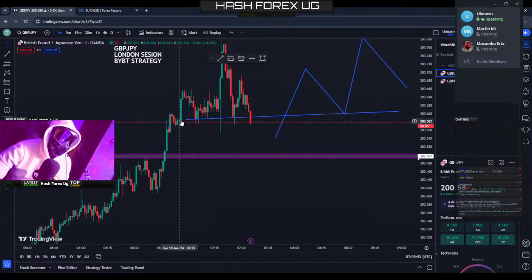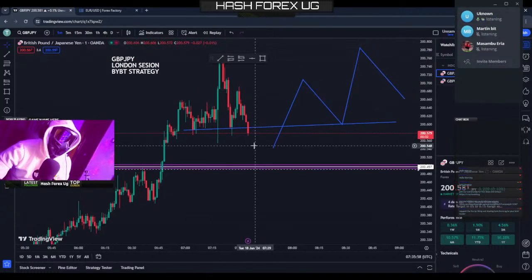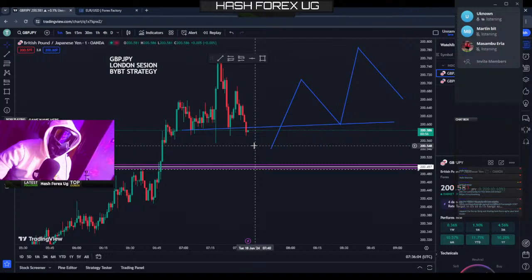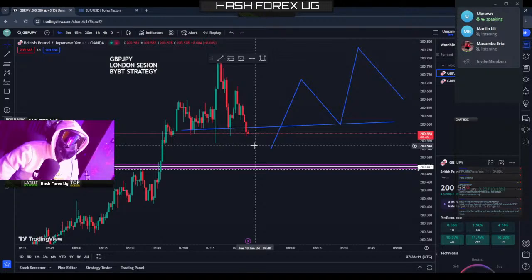So we need to respect this low here. If it breaks past it, then we shouldn't be expecting any buys on GJ. It has to form a new structure that we can base on.